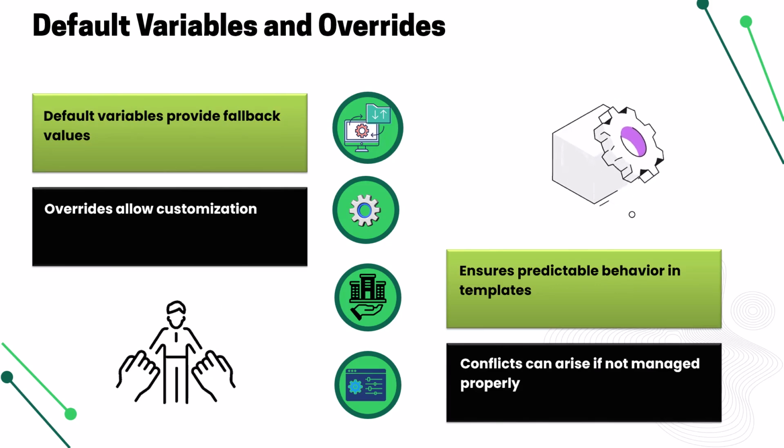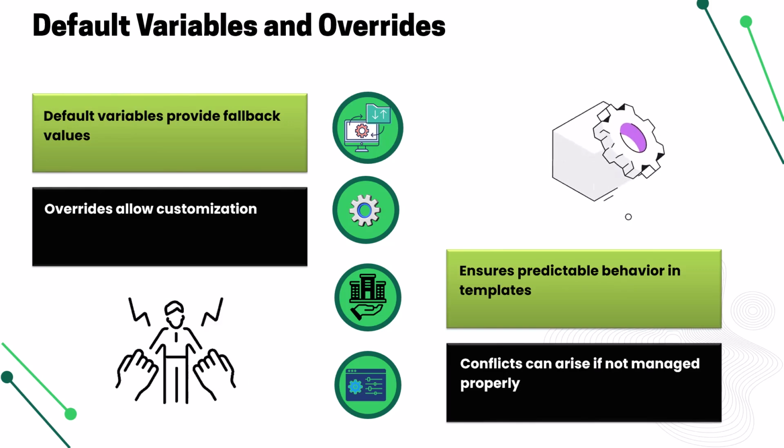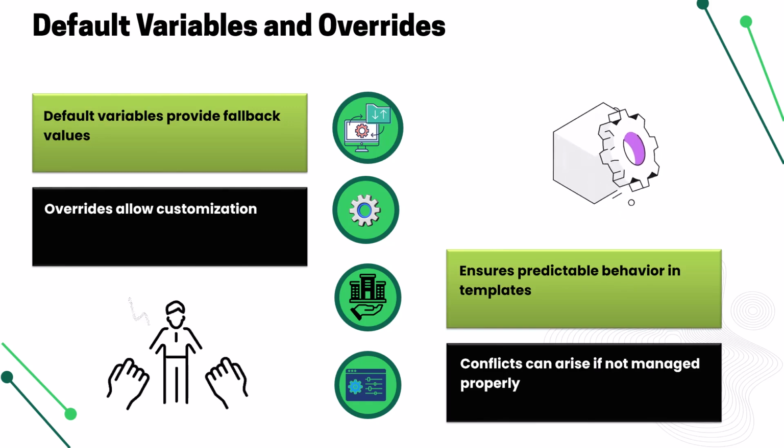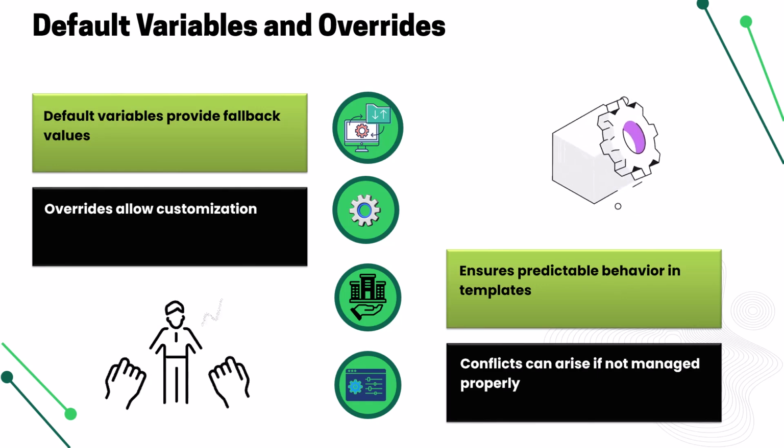Think of default variables as backup singers. They step in when needed, ensuring smooth execution. Overrides, on the other hand, are your lead vocalists, taking center stage when customization is required. Together, they keep your templates predictable and adaptable. But if mismanaged, they can start arguing over who's in charge, causing conflicts. Let's break down how to keep the harmony.